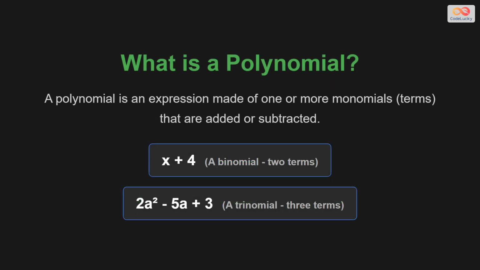Next, what is a polynomial? A polynomial is an expression made up of one or more monomials that are joined by addition or subtraction. An expression like x plus 4 is a polynomial with two terms, called a binomial. An expression like 2a squared minus 5a plus 3 is a polynomial with three terms, called a trinomial.